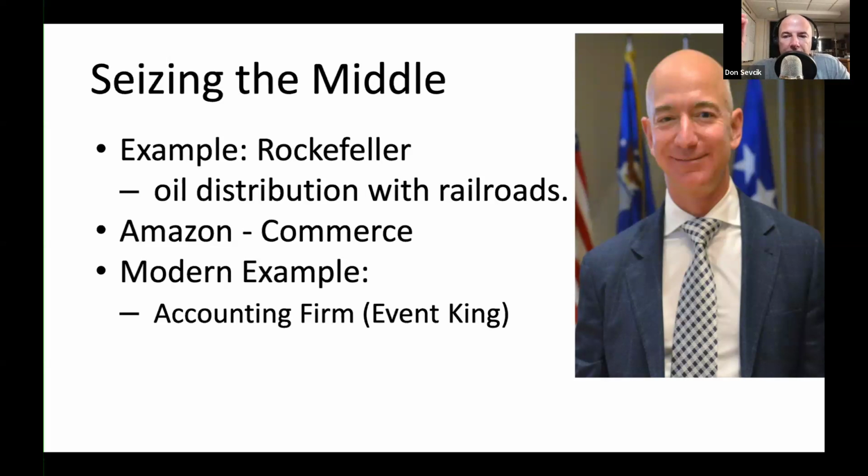On the screen, I've got Jeff Bezos. He is a prime example of somebody who took the seizing the middle mental model and just exploited it over and over and over again. Now, if we go back in time to Rockefeller and the oil distribution and railroads, Rockefeller became huge. Why? Because he controlled the transportation of oil. He was able to dominate the industry. And as he bought up more existing supporting businesses such as the railroads and supply chain, he was able to gobble up more of the market.